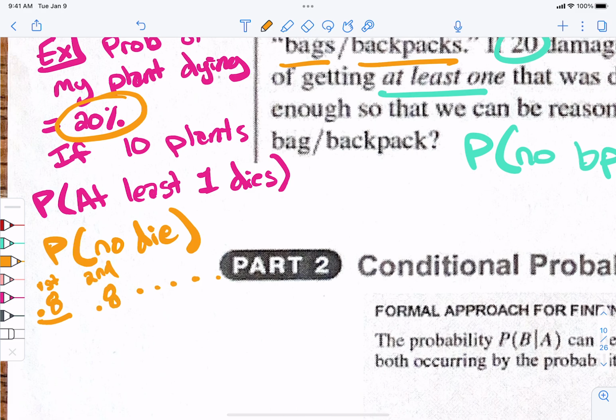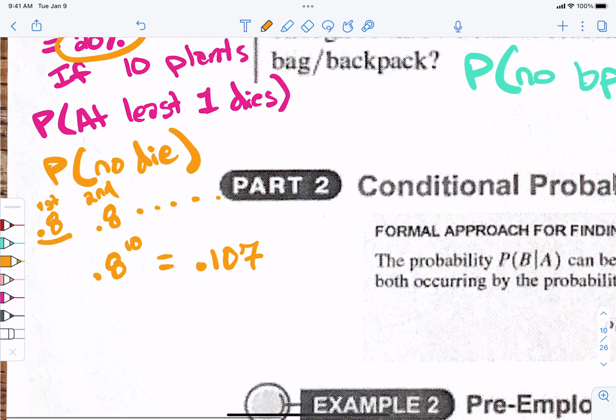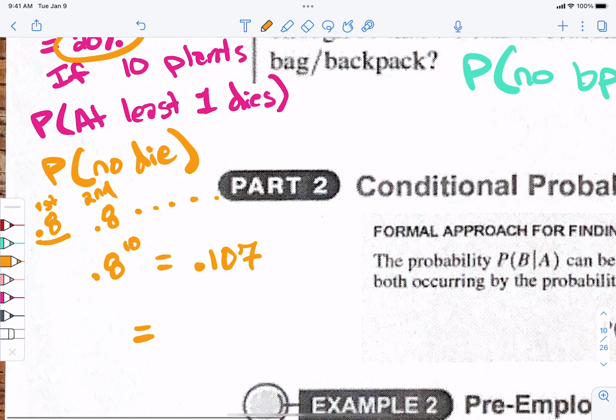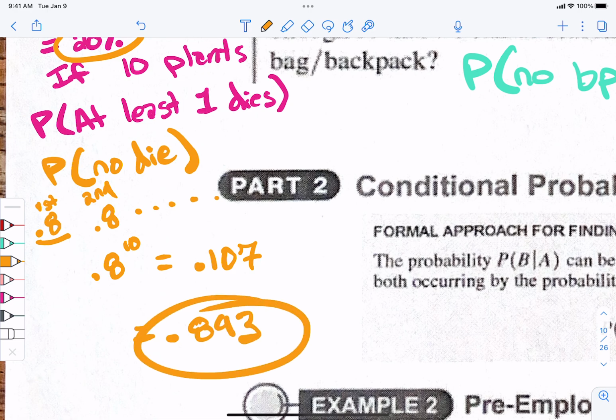How many times do I do that? 0.8 to the 10th power, which is what? 10.7%. So 0.107. That is the probability of none of them dying. What's the chance that at least one of them is going to die? 0.893 or 89.3%. Do you see how this works?